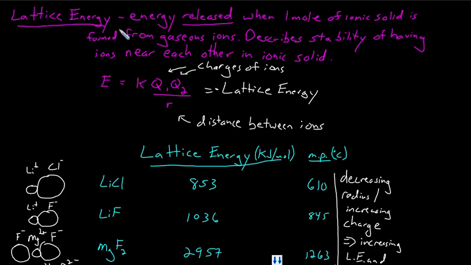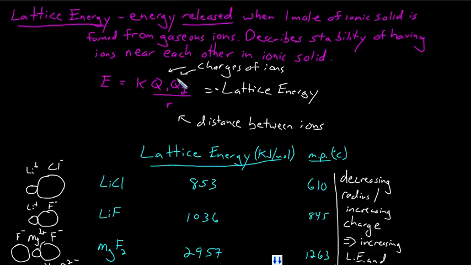Lattice energy is the energy released when 1 mole of ionic solid is formed from gaseous ions. It describes the stability of having ions near each other in ionic solids. Yes, positive and negative ions are attracted to each other. They're more stable near each other. They're lower in energy. The lowering in energy that comes from their being together is equal to a constant times the charge of one ion times the charge of the other ion over the distance between the ions.